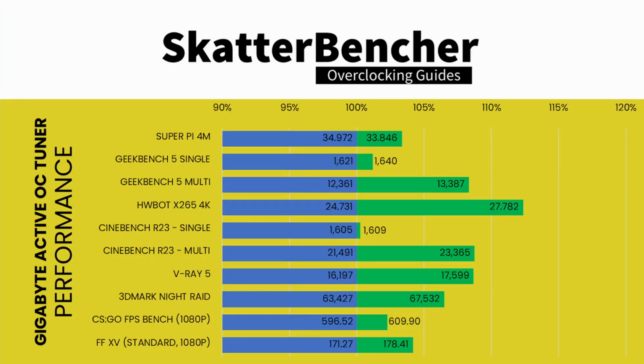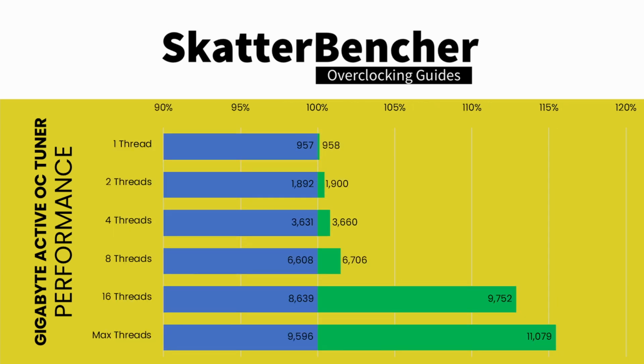We reran the benchmarks and checked the performance increase compared to the default operation. As we can see from the benchmark performance, we eliminate the performance loss in low-threaded benchmark applications by enabling PBO and maximize the performance gains in highly multi-threaded workloads by configuring our manual overclock. As shown, GIGABYTE's Active OC Tuner gives us the best of both worlds.